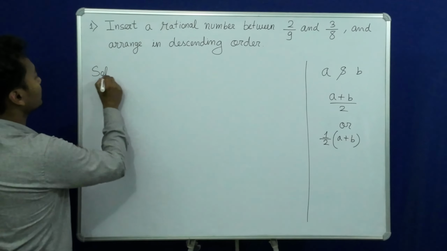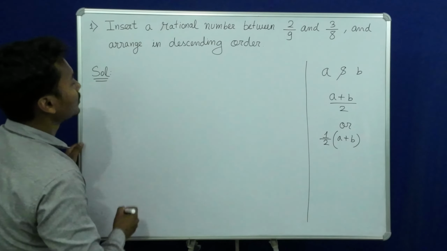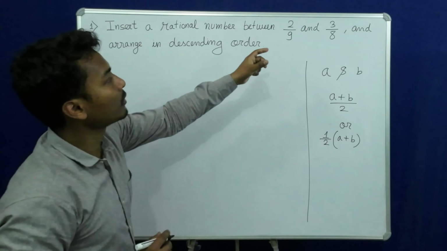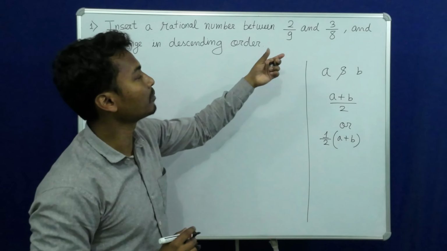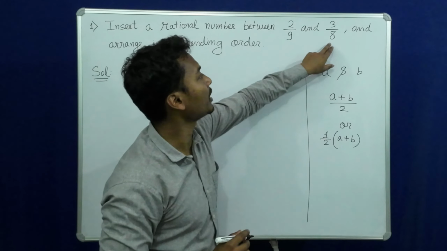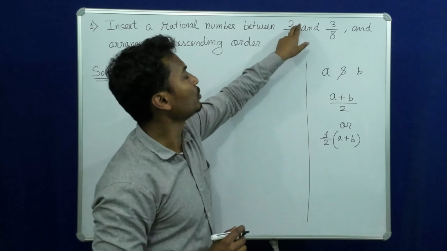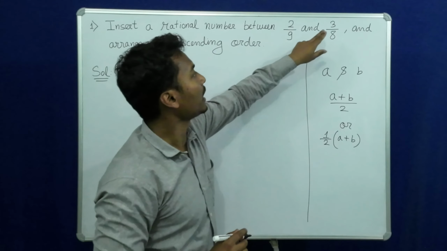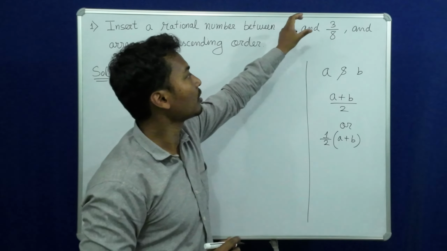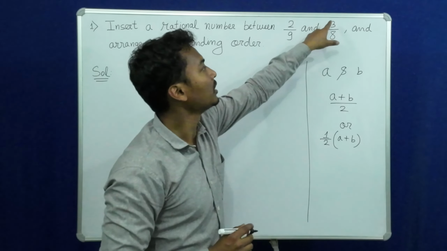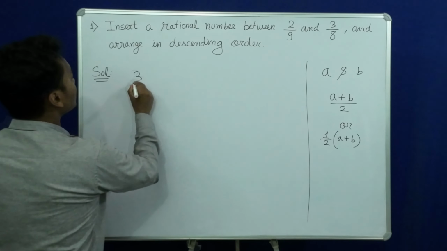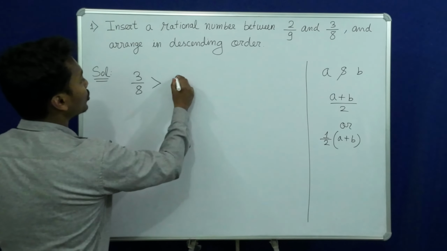Solution. First, in order to keep it in the descending order, let's understand which rational number is bigger and which rational number is smaller. So we know the simple cross multiplication method. So you multiply the numerator of the first by the denominator of the second. So 8 into 2 will give you 16 and 3 into 9 will give you 27. So 16 is bigger or 27? Obviously 27. It means 3 by 8 is greater than 2 by 9. So we can express 3 by 8 is greater than 2 by 9.